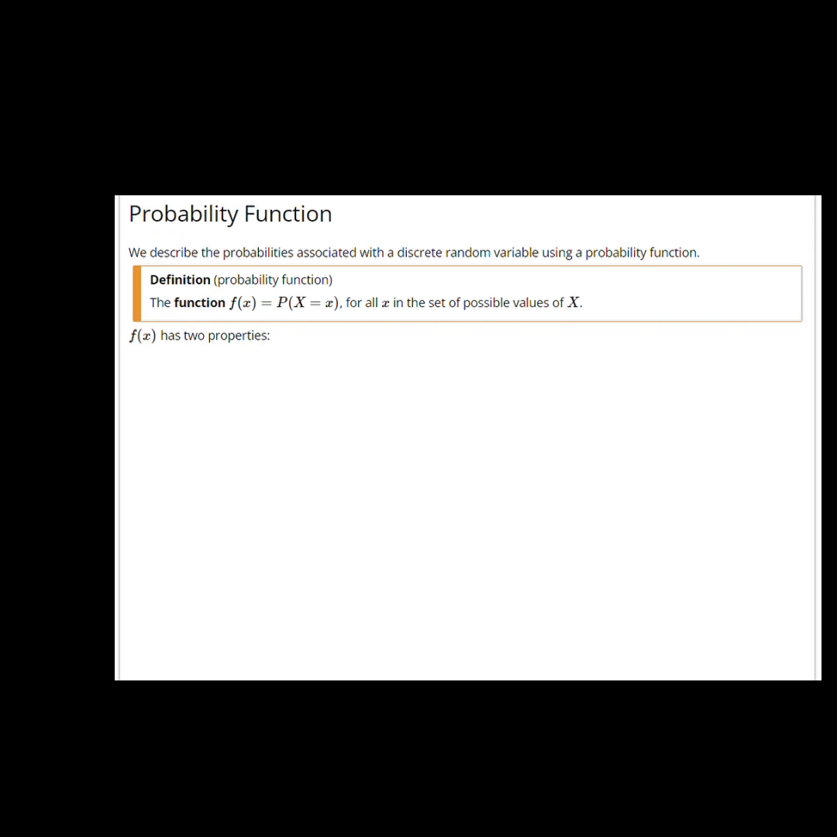A probability function has two very important properties. First, it represents a probability, and probabilities are all non-negative, and so f of x is greater than or equal to 0 for all values of little x. Second, when we add over all possible values of a random variable, the sum of the probabilities should be 1. So the sum over all values of x, f of x, is equal to 1.